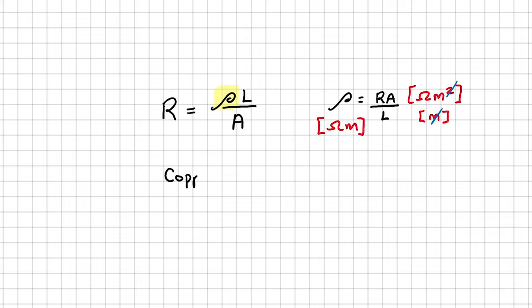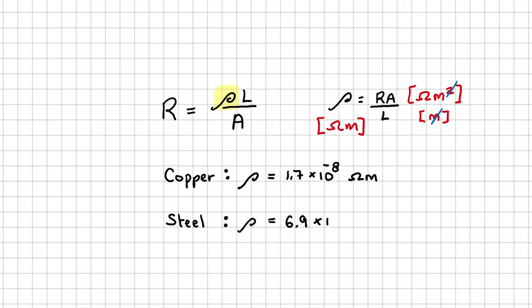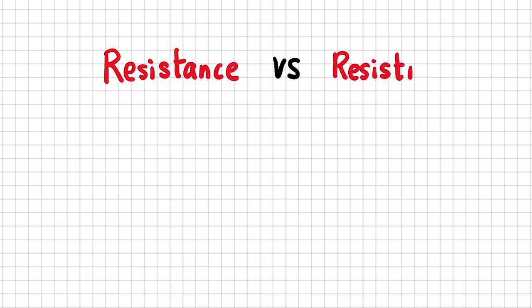For example, copper's resistivity is 1.7 times 10 to the minus 8 ohm meters. But steel's resistivity is 6.9 times 10 to the minus 7 ohm meters. So if I compare a copper wire to a steel wire with the same dimensions, the steel wire will have a much higher resistance. Some of you might be wondering by now, what is the difference between resistance and resistivity?